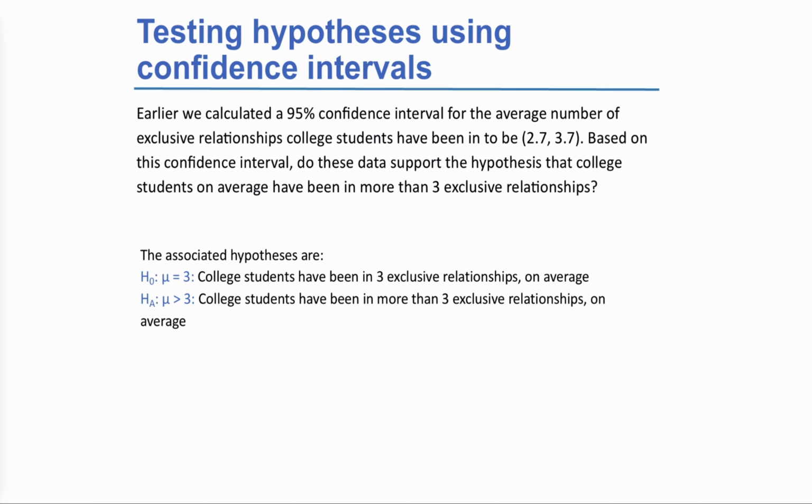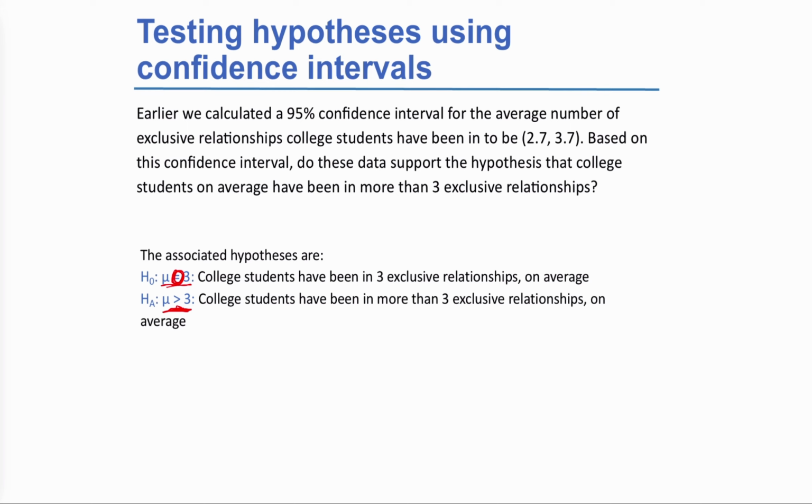So our hypotheses, right, our null hypothesis is that college students have been in 3 exclusive relationships on average. So the average number of relationships students have been in, mu, is equal to 3. Your null hypothesis is always going to be mu or p is equal to something. The alternative hypothesis is that college students have been in more than 3 exclusive relationships on average. So mu is greater than 3.